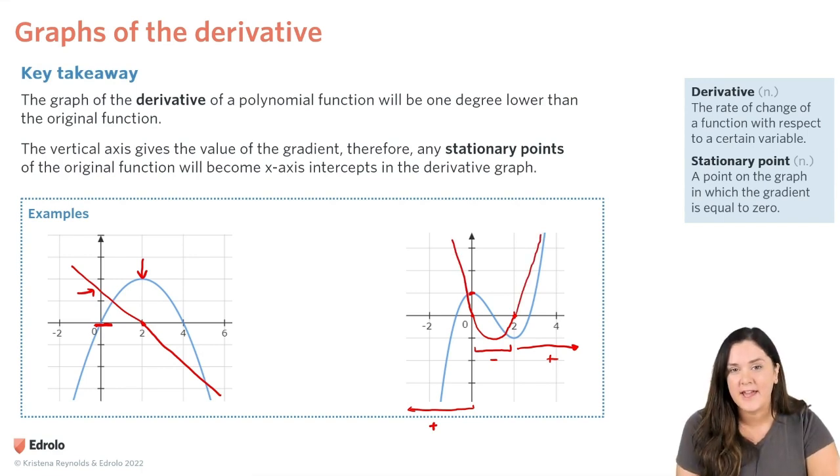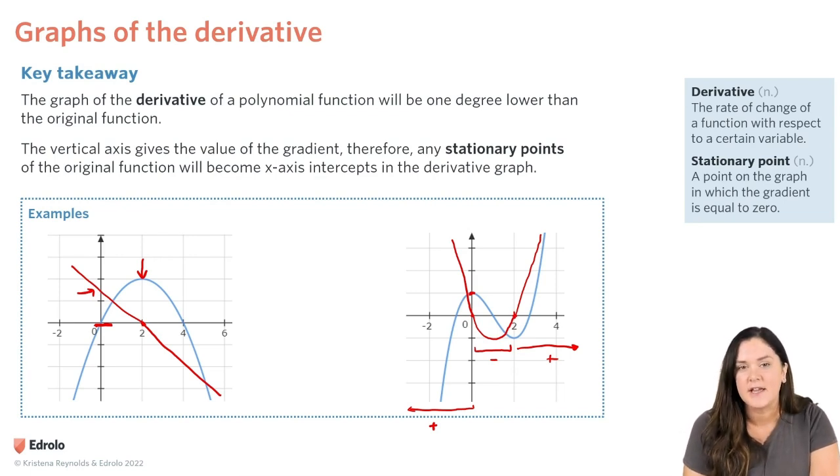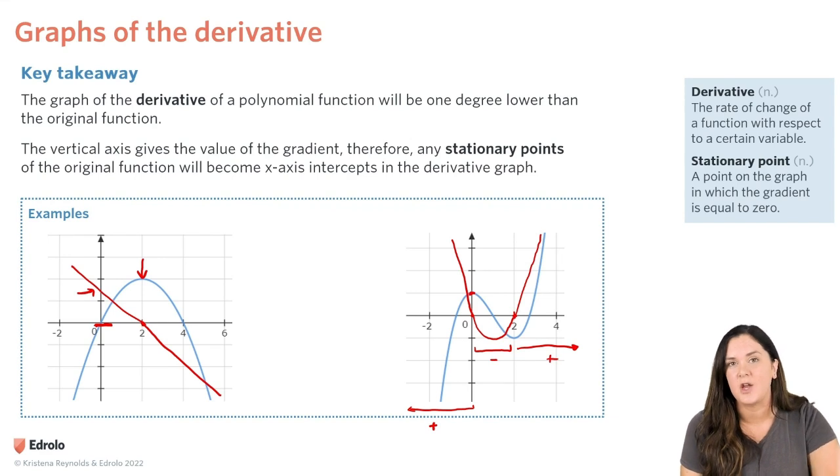And just to quickly recap, the derivative is the rate of change of a function with respect to a certain variable. In our examples here, it is with respect to x. And the stationary point is a point on the graph in which the gradient is equal to 0.